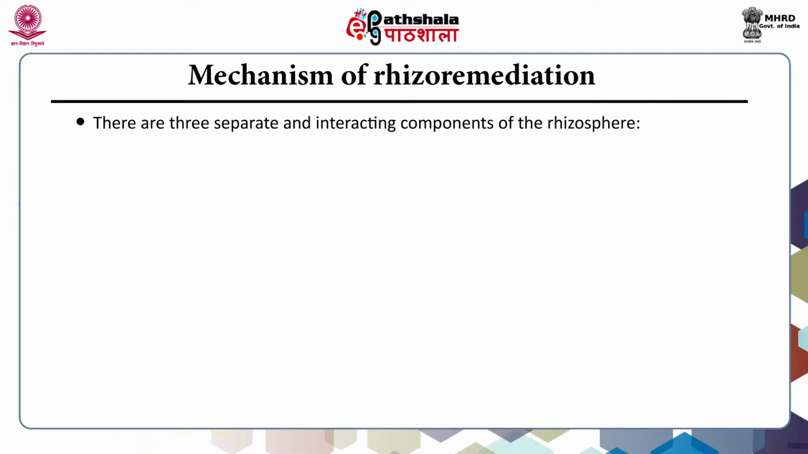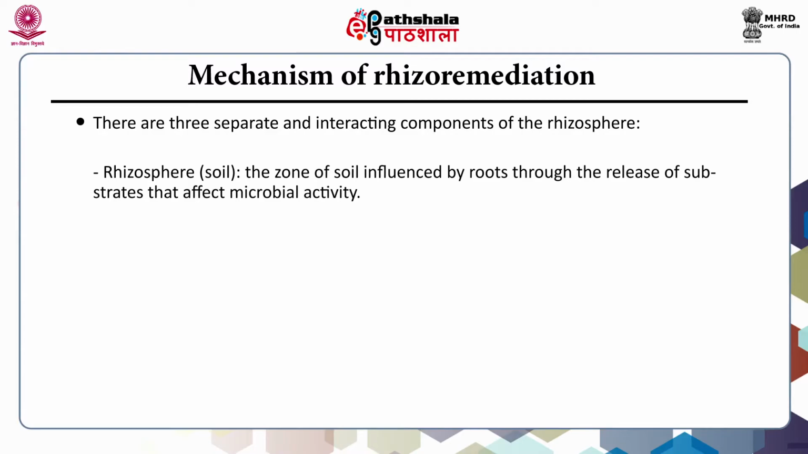Now, let us discuss the mechanism involved in rhizoremediation. There are three separate components in the rhizosphere. One is the rhizosphere region where the soil is. It is a zone of soil which is generally influenced by the roots through the release of substrates that affect microbial activity. So, that is one zone.